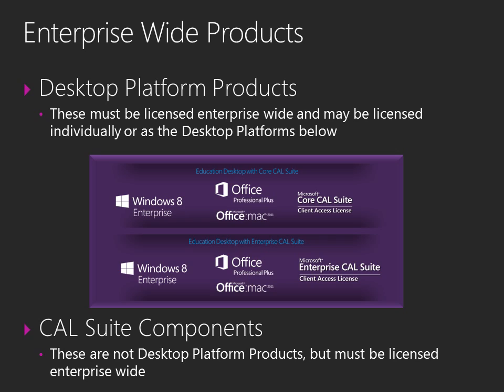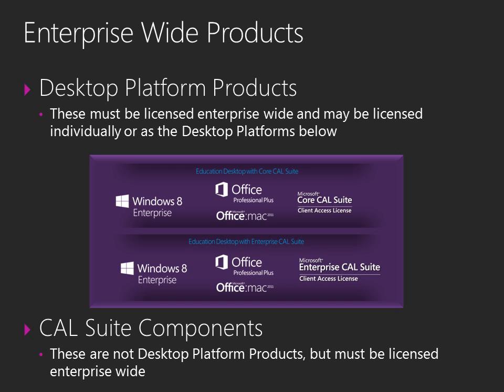And again, you can choose the individual desktop platform products or you can choose a whole desktop. So the individual products, again, Windows 8 Enterprise, Office and Core CAL or Enterprise CAL Suite. Or if you go for the whole desktop, you can go for the Education Desktop with Core CAL or the Education Desktop with the Enterprise CAL Suite. So you have to license your FTE count with at least one of the desktop platform products.